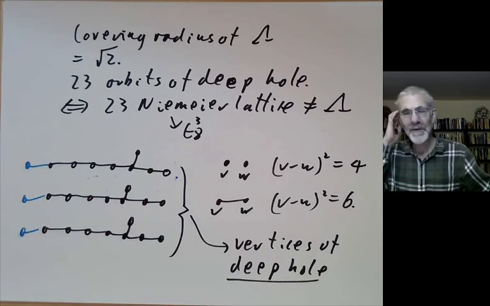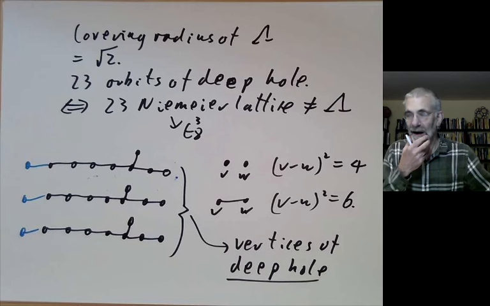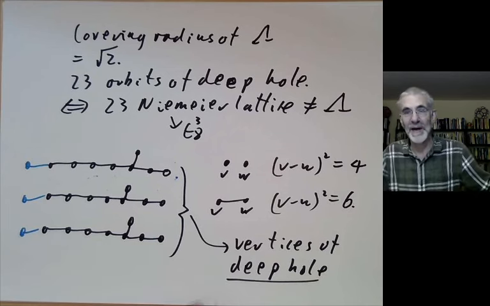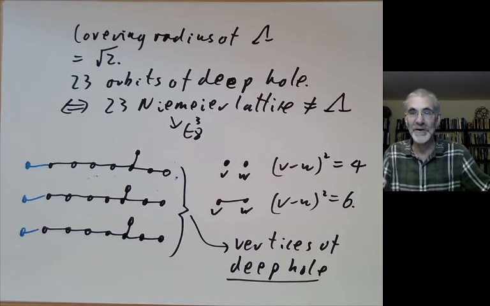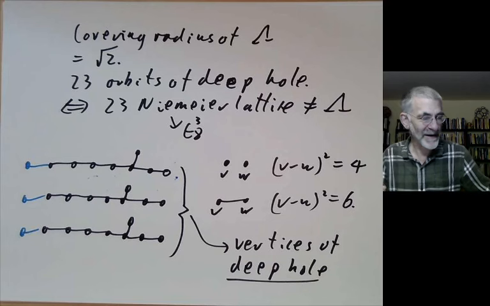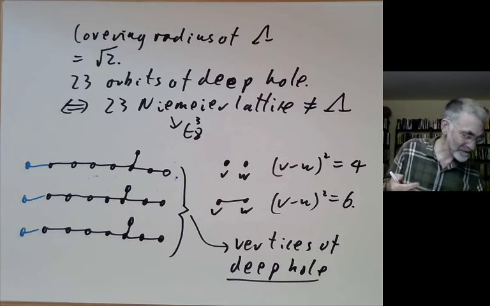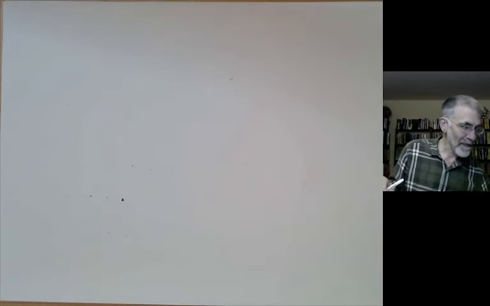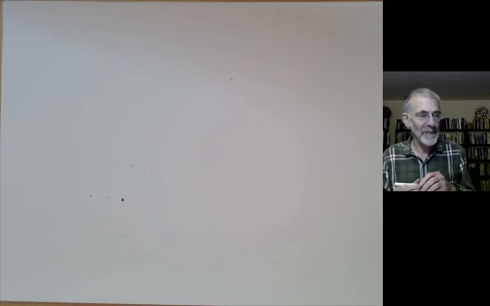I have no idea how Richard Parker came up with this idea, because the Niemeyer lattices were a pretty obscure topic at the time. The Leech lattice was also pretty obscure. So he was somehow putting together these two very obscure objects. So how can we explain this?